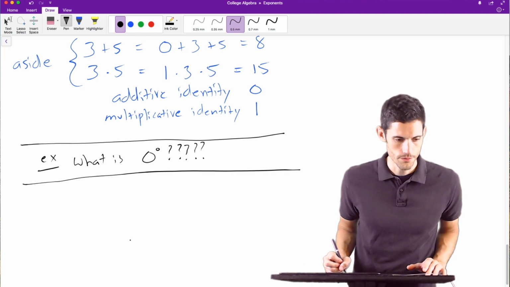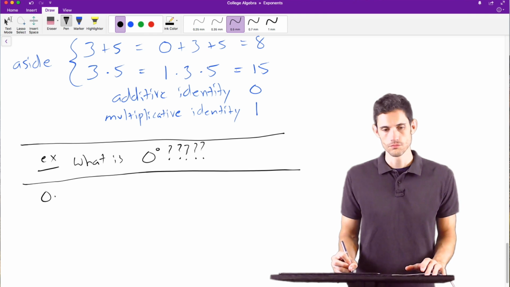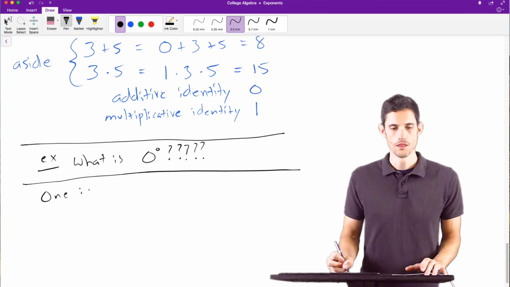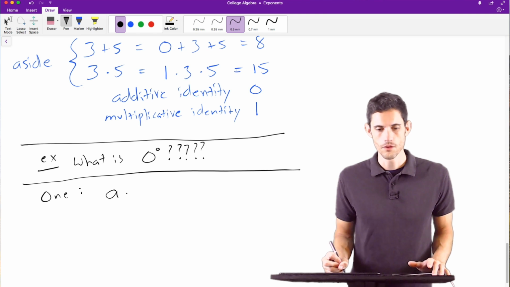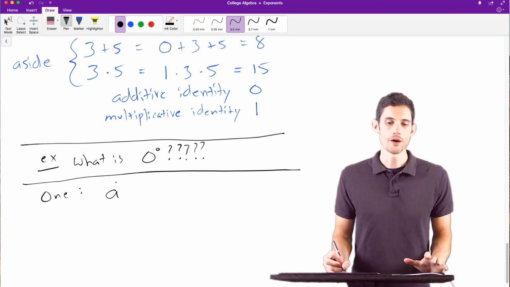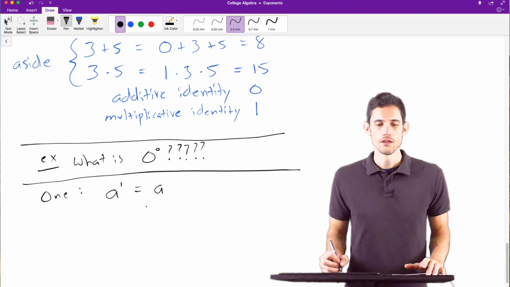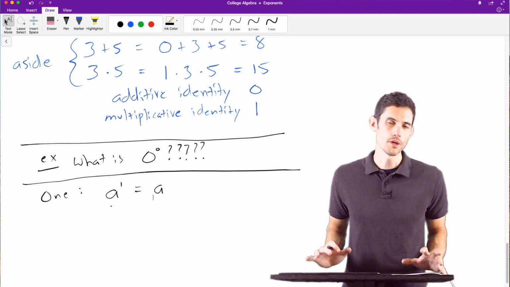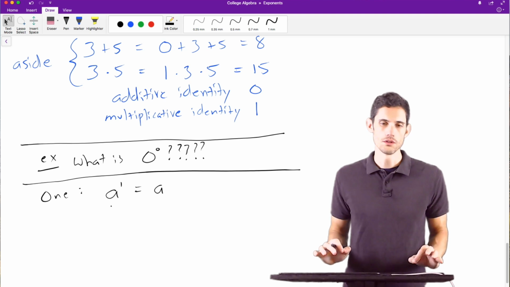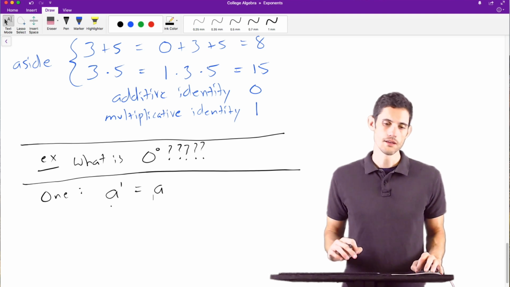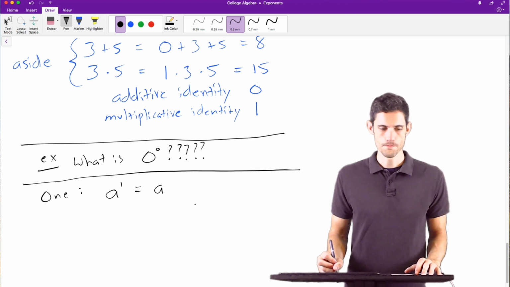Not seriously. What about the exponent 1? So this is a simple one. If I have any number a, including 0, and I raise it to the power 1, I just get a. That means, now that we know about the multiplicative identity, I'm starting with the multiplicative identity 1, and I'm multiplying in a once. So this is 1 times a, which is a.